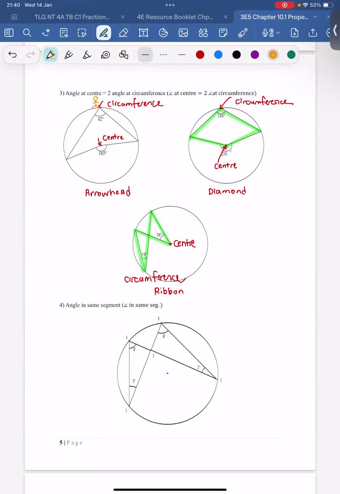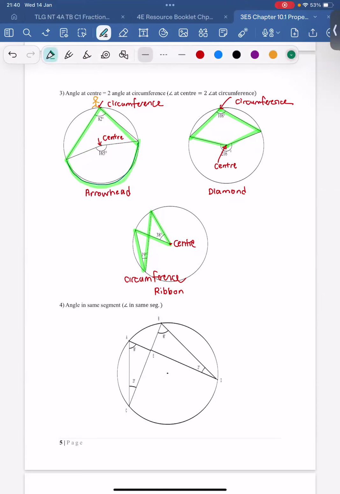He shines his torchlight. Shine. Okay, you can see that this is the arc that the torchlight is shining. Correct? This is the arc.